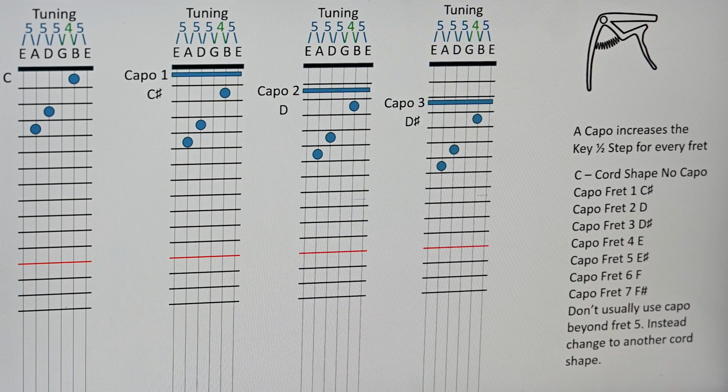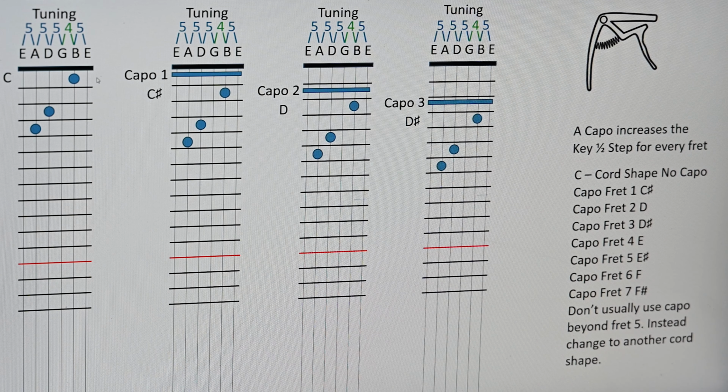So let's look at a keyboard on the guitar in standard tuning. The standard tuning on a guitar is E, A, D, G, B, E. That's 5 steps between E and A, 5 steps between A and D, 5 steps between D and G, 4 steps from G to B, and then again 5 steps from B to E. That's standard tuning.